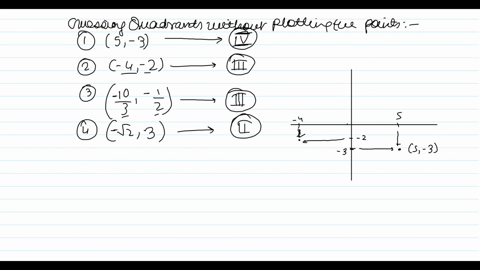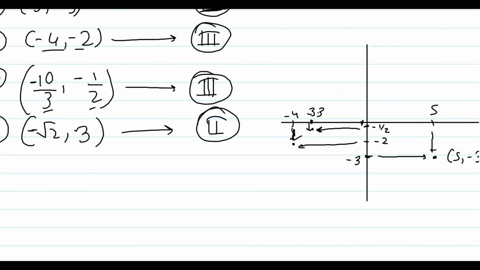Then the third point is again minus 10 by 3 and minus half. So minus half would be somewhere over here. I'm sorry, I should plot minus half as the y coordinate. Very bad point plot, anyway. And minus 10 by 3 is minus 3.3, I guess. So it should lie somewhere over here, close to minus 3. So this point is this: 3.3 units away from the y-axis towards the left and half a unit away from the x-axis in the downward direction.